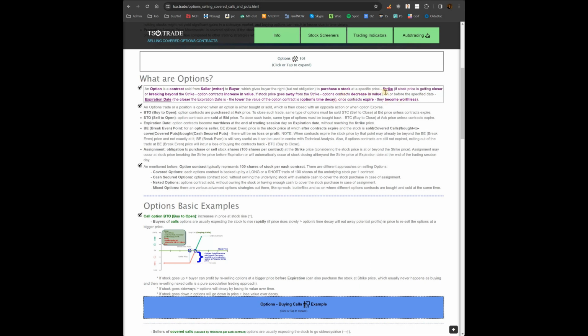So there is a strike, and besides the strike, there is an expiration date. Once the options are sold, the closer the expiration date is, the lower the value of the option contract is, which is called options time decay. So, depending on the expiration date, options lose value. And once they expire, they become completely worthless.